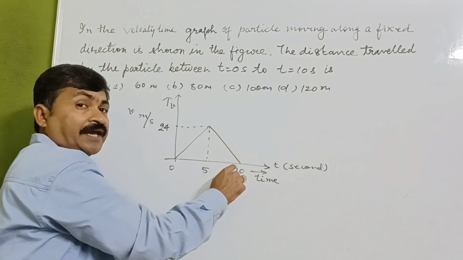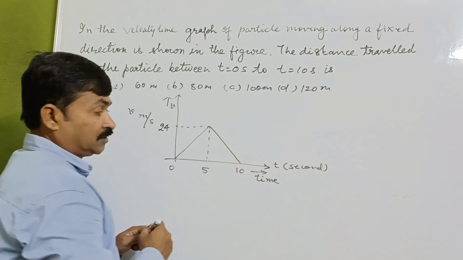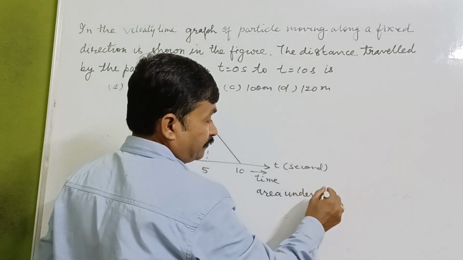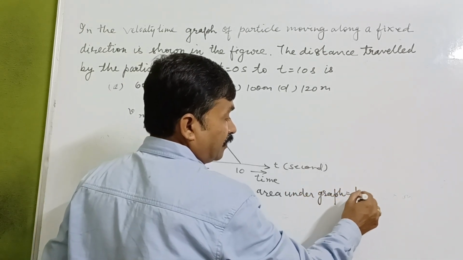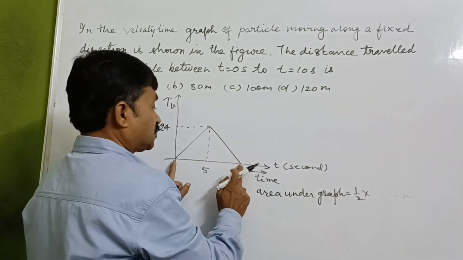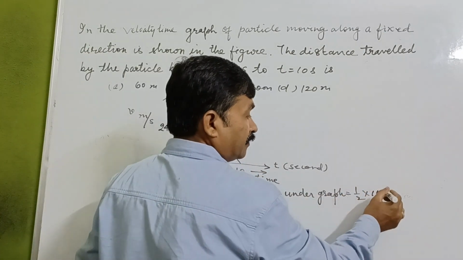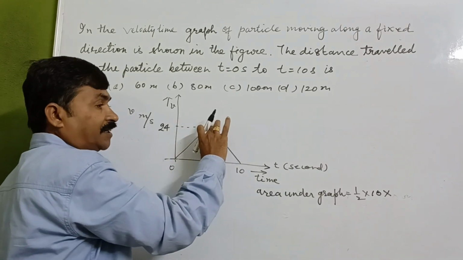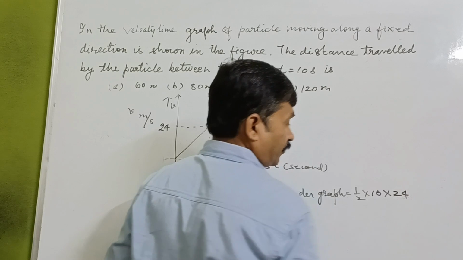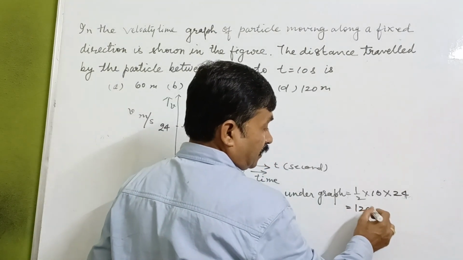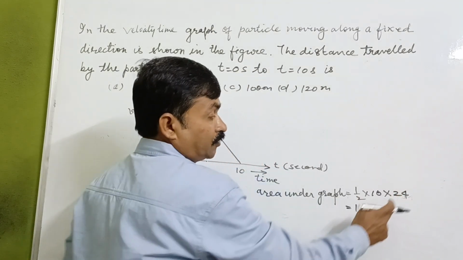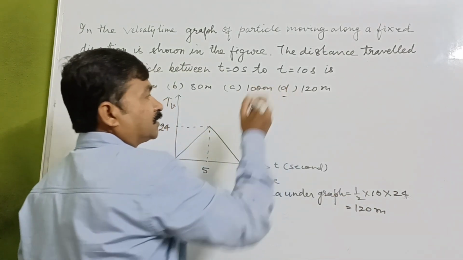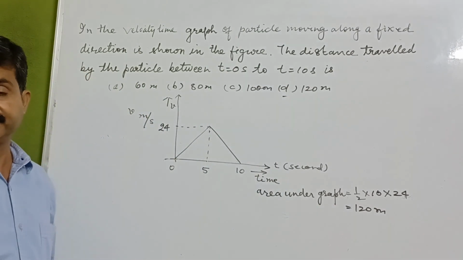If we go through the area of the triangle, the area under the graph will be given by 1 upon 2 times the base, which is 10, and the altitude, which is 24. So if we go through it, we will get the final answer: 240 divided by 2, that is 120 meter. So the correct option here is 120 meter.